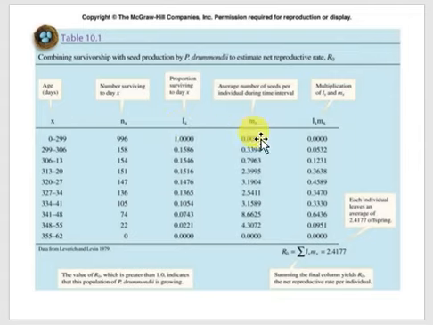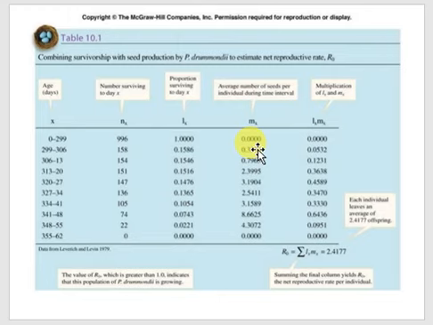And then MX represents the average number of individuals during that time interval. So this is representing the number of seeds per individual that are produced. And then these are the products of multiplying the proportions of individuals surviving by the average number of seeds that are produced during that time interval.